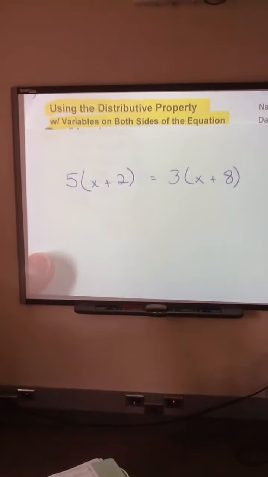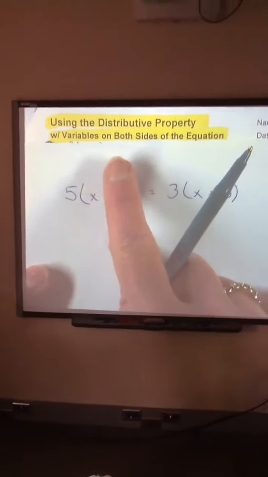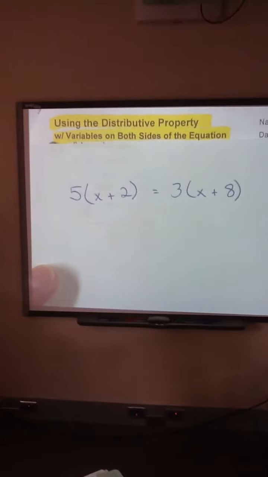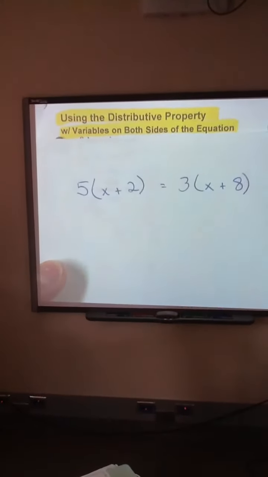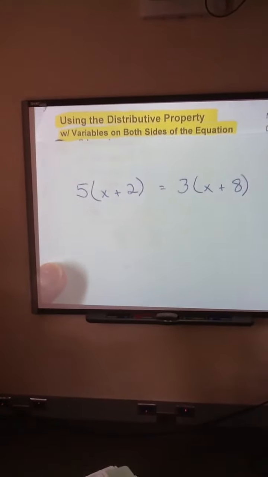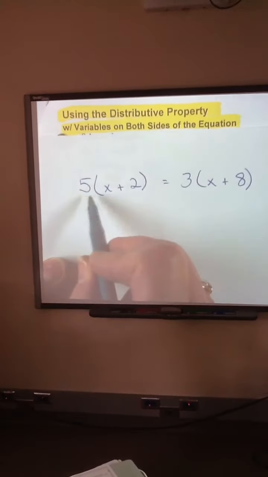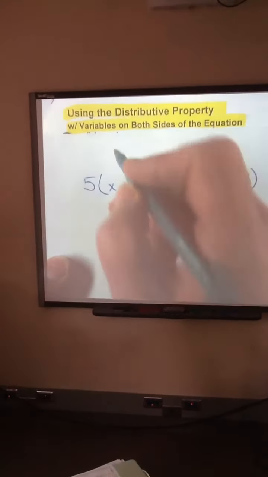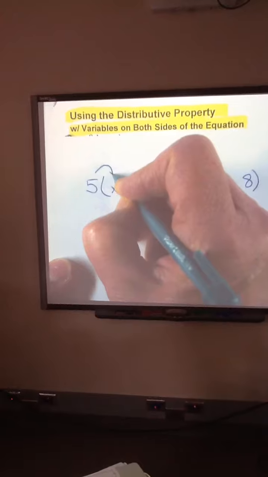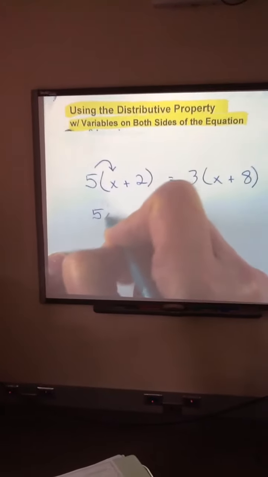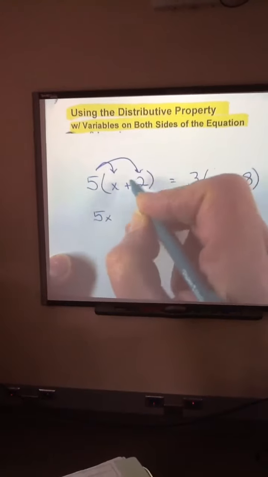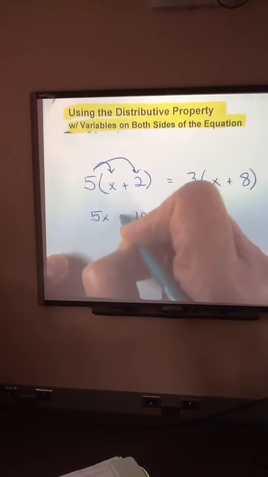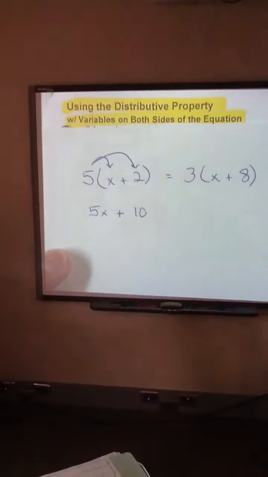Another example of using the distributive property when the variables are on both sides is when there's actually two distributive properties, one on each side of the equal sign. Again, your first step is going to be to distribute that number that is in front of the parentheses. So we would multiply 5 times x to get 5x, 5 times 2 to get 10, and because there's an addition sign here, we would put an addition sign there.